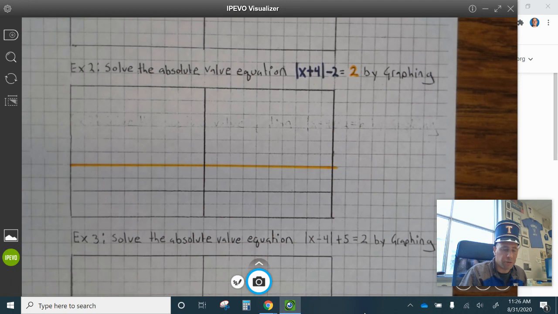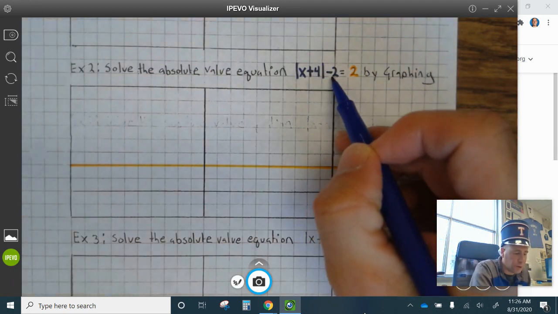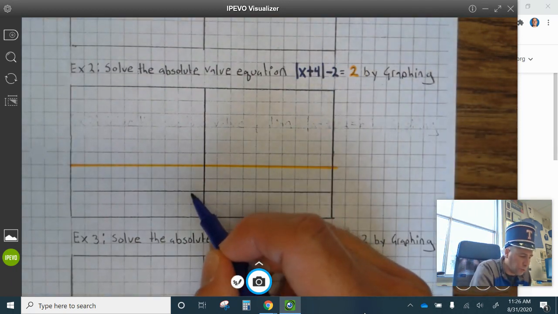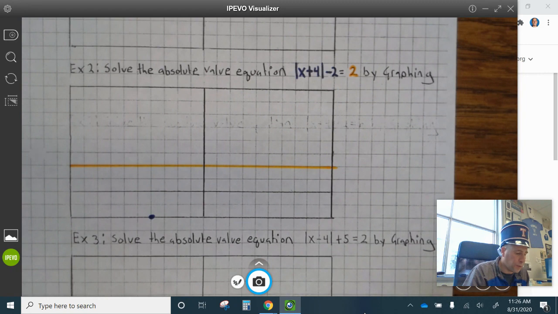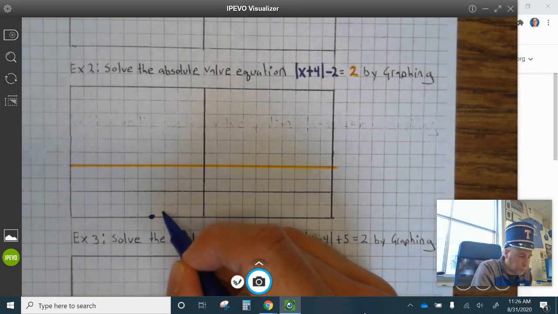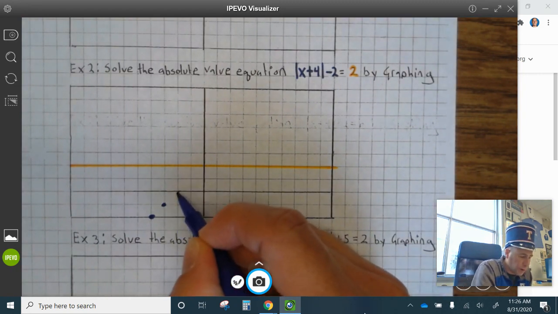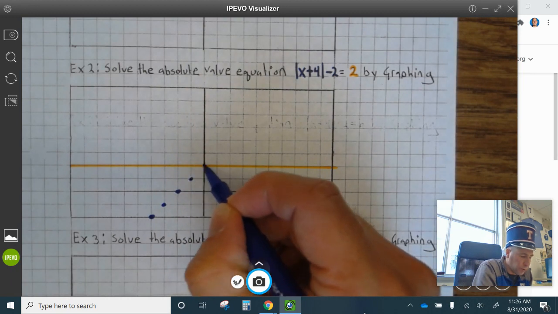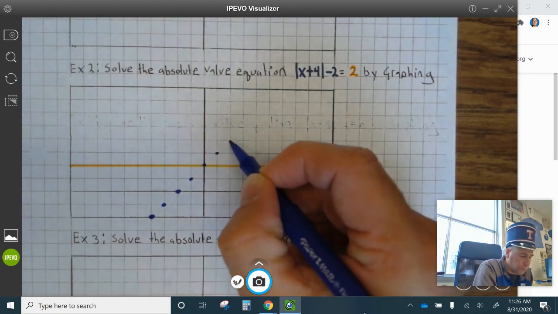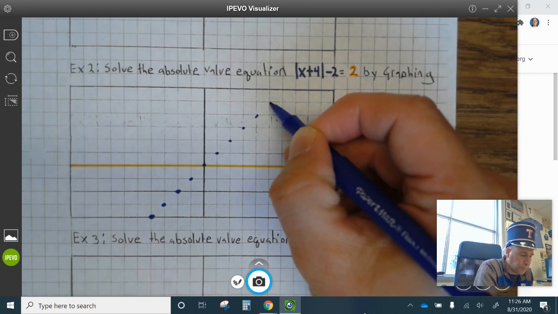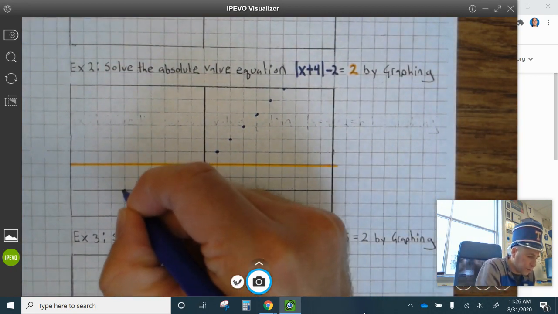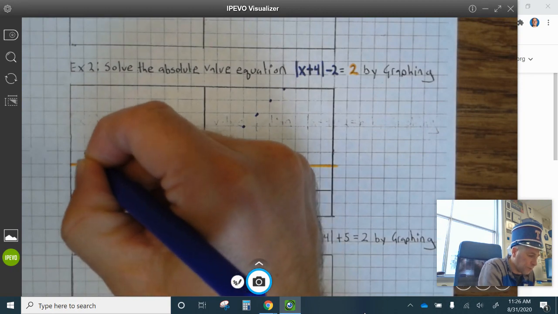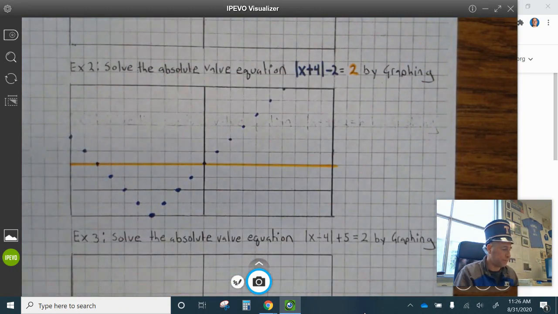Okay. Now we know there's two transformations. We go left 4, down 2. So from the origin, we go left 1, 2, 3, 4, and then down 2. Now again, we know the absolute value. To get the shape, we go right 1, up 1, right 1, up 1, and so on. Okay, and then we go left 1, up 1, left 1, up 1, and so on.